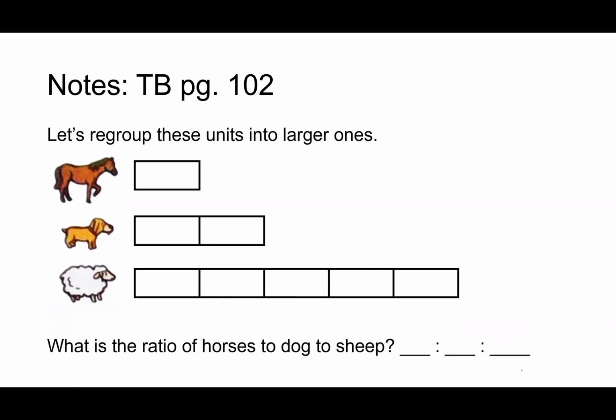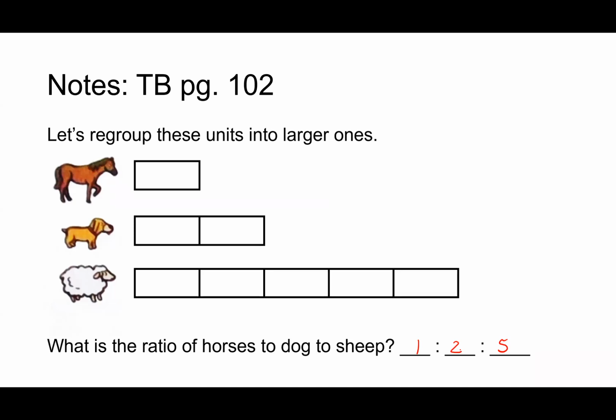So now we're going to go ahead and write 1 to 4 to 5. Oh gosh, yeah, I'm messing that up. You're right, 2 dogs. Sorry. There aren't 2 dogs. There are 2 units of dogs though, aren't there?